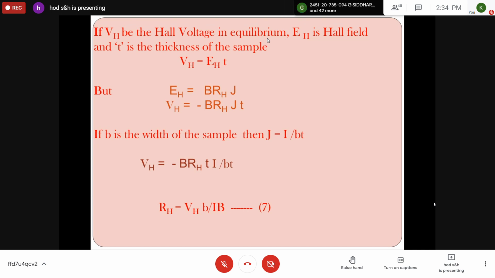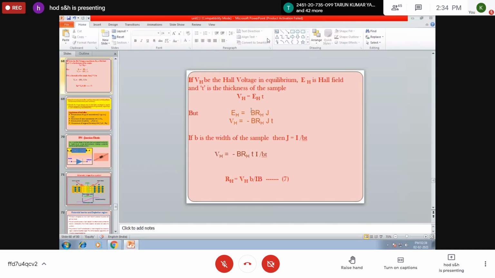Or VH is equal to, the negative sign is there, minus B RH J into t. Instead of EH, you should substitute B RH J. Here also you should have the negative sign.